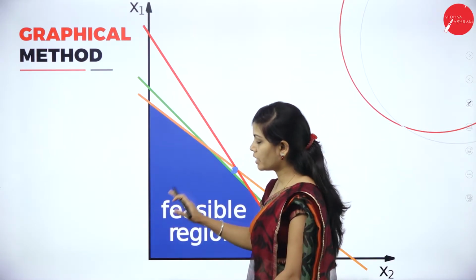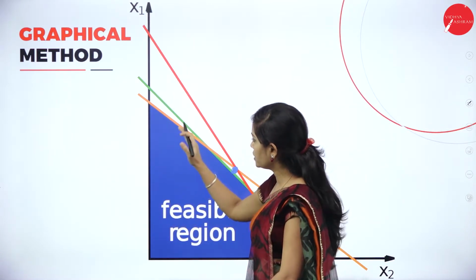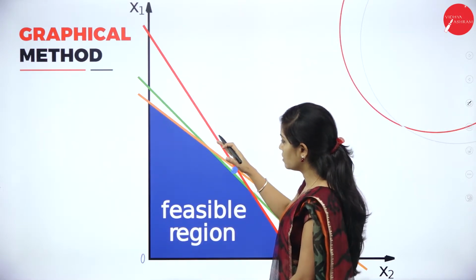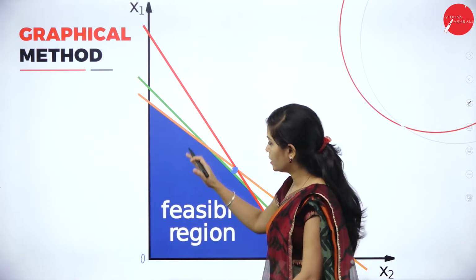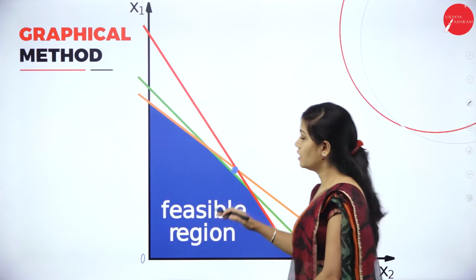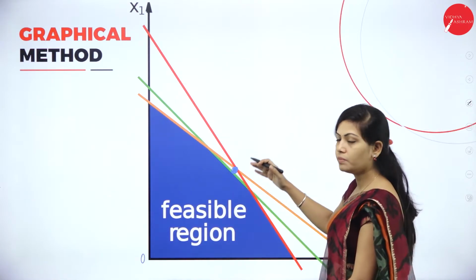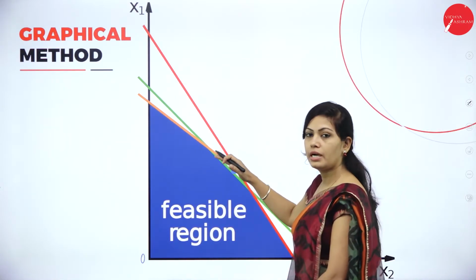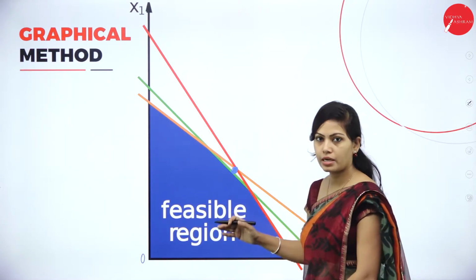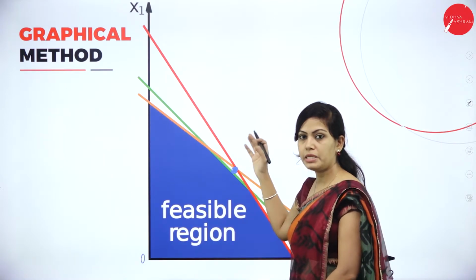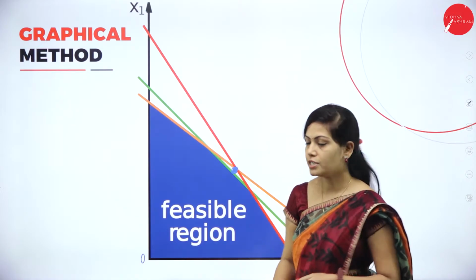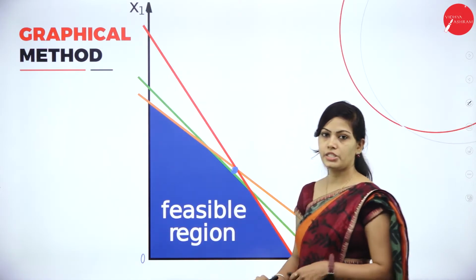Towards the region means it is below the constraint. This region is called the feasible region, below the constraint. If it is minimization, you will not get the common point inside; it will be outside the region, that means above the constraints. Above the constraint means it is a minimization problem, and below the constraint means it is a maximization problem. So this is called the feasible region.